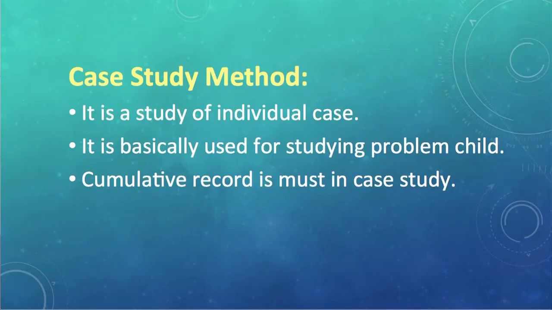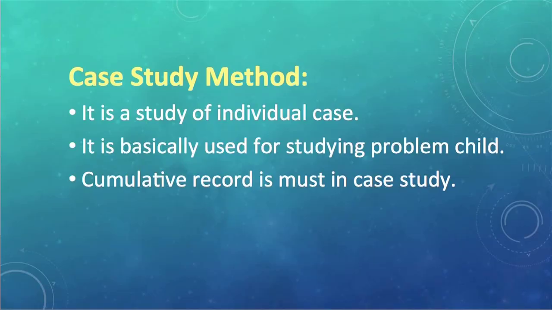Then we have the case study method, the last method. As we know, a case study is a study of an individual case, and it is basically used for studying a problem child. As we have discussed under the scope of educational psychology, there are some children known as special children. They have some special problems and some special needs. Their problems and needs can be studied under this method, through applying different kinds of records, like the cumulative record, which is very important to maintain the case or to know about the case.